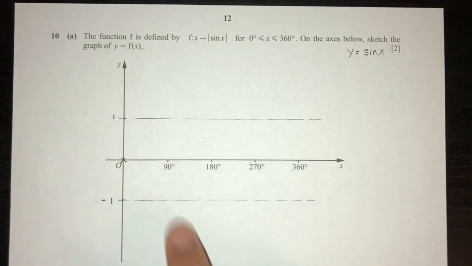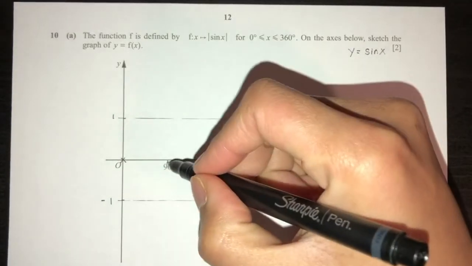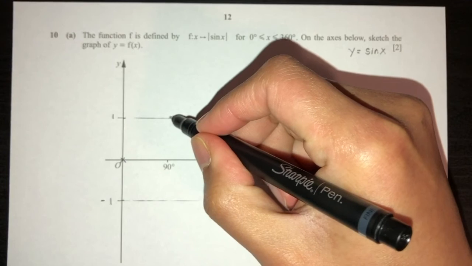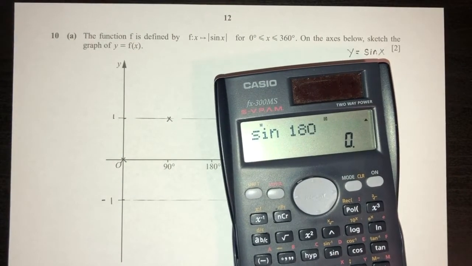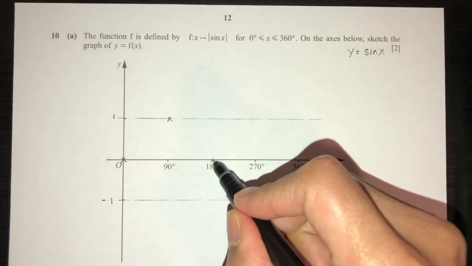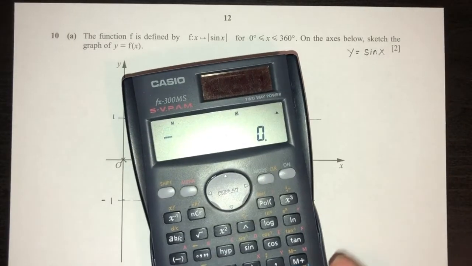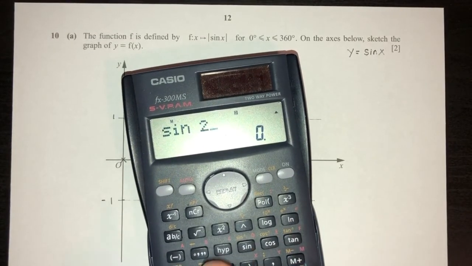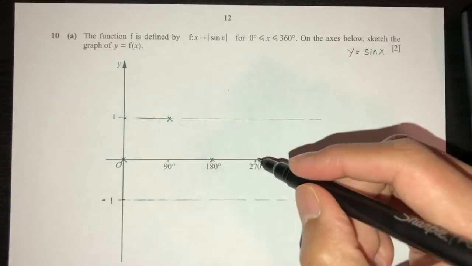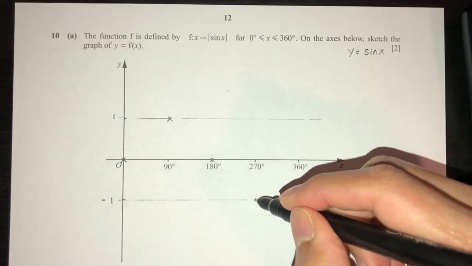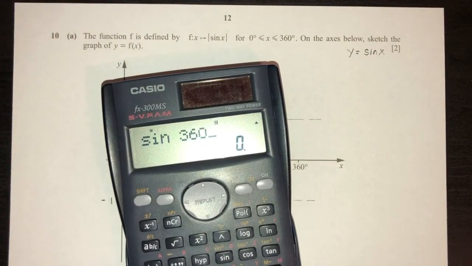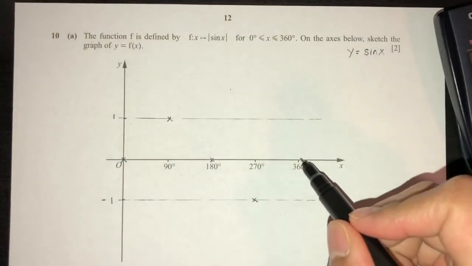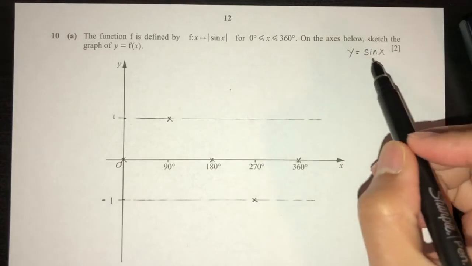So sine of 90 was 1. So that will be right here. Okay. Now sine of 180, that will be 0. So 0 again. Now sine of 270, that will be minus 1. So minus 1. And then we have sine of 360. That will be 0. So okay, as you can see, you have your graph for sine of x.